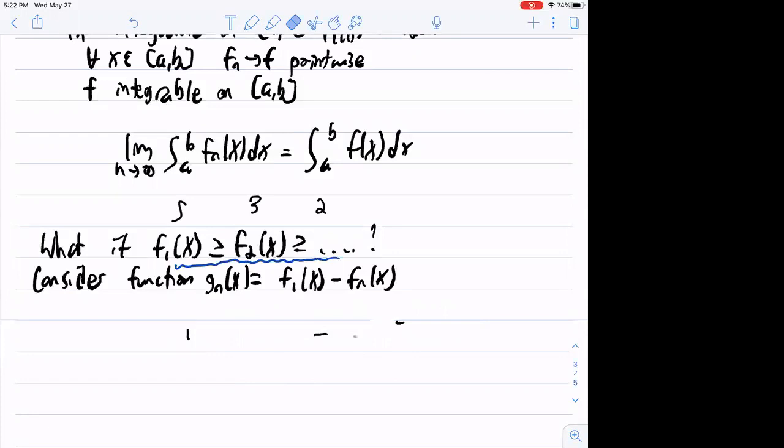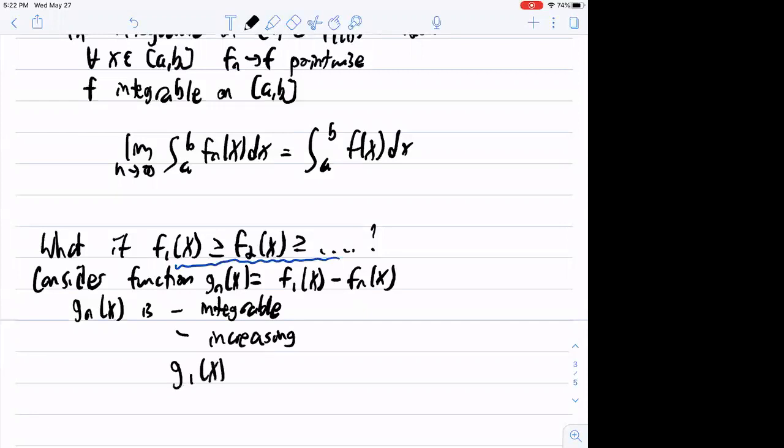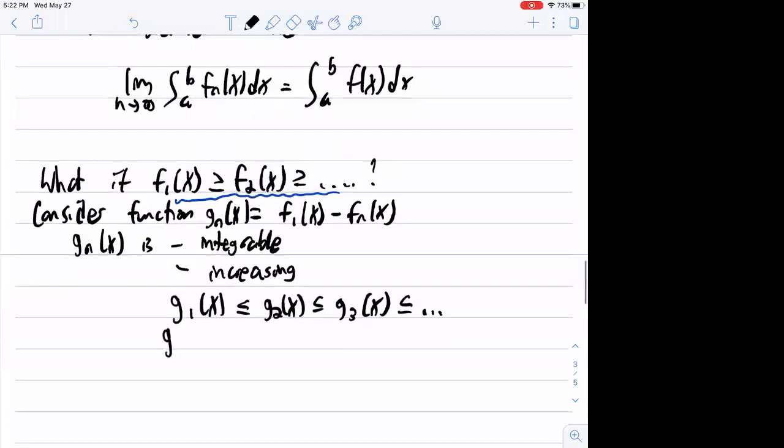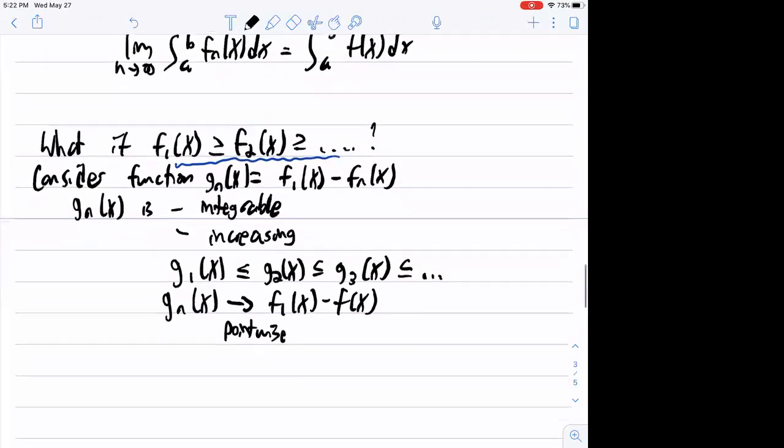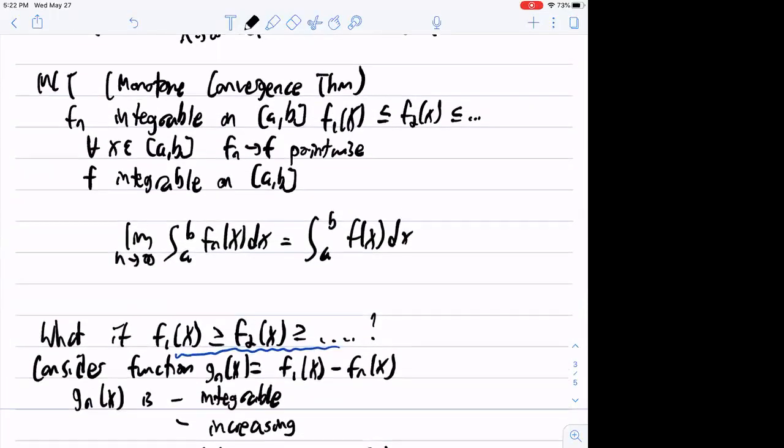So is everyone clear that gn is actually increasing? Gn of x is, first off, integrable because it's a difference of integrable functions, and it's increasing. So we have g1 of x less than or equal to g2 of x, and so on and so forth. And gn of x goes to f1 of x minus f of x pointwise, because fn goes to f pointwise. Now we're in the case of MCT.